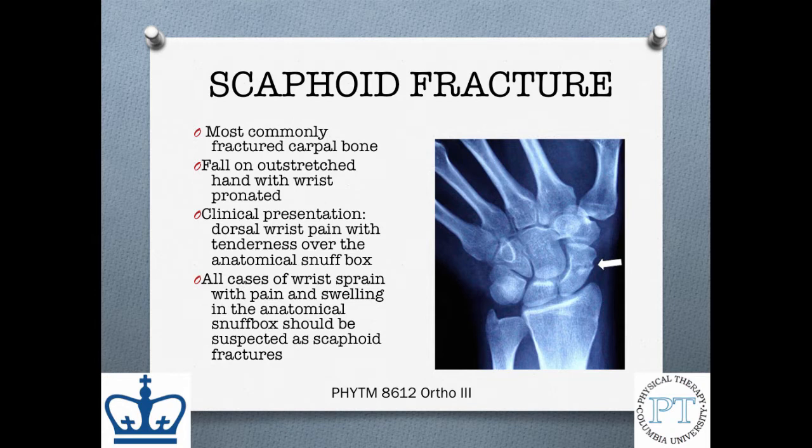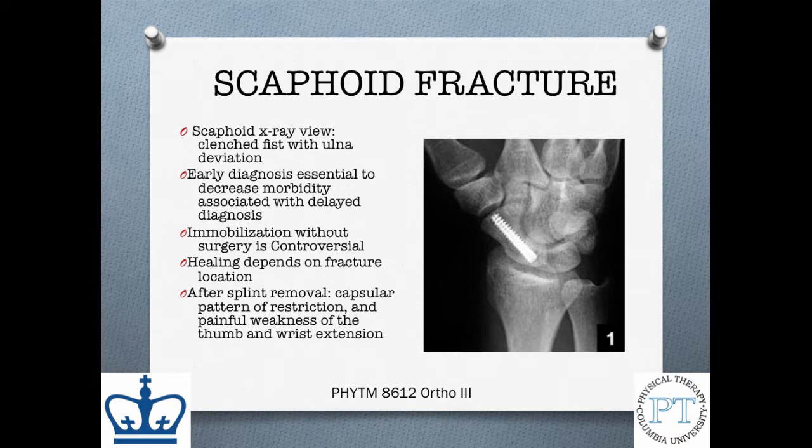The patient will come in presenting with potential swelling and tenderness over the dorsal wrist, with pain and tenderness over the anatomical snuff box, and the base of that anatomical snuff box is the scaphoid. So typically patients who come in reporting that they fell on an outstretched hand and they complain of wrist pain with pain and swelling in that region, you really should be suspicious of a scaphoid fracture.